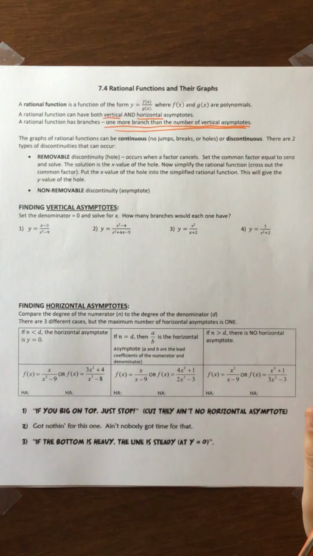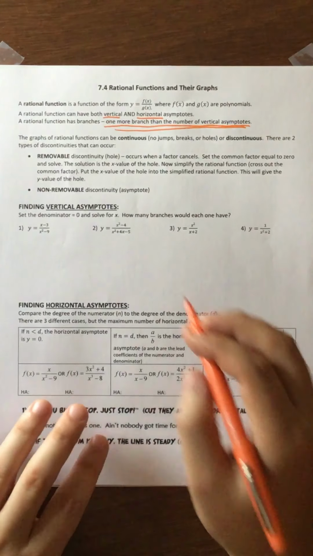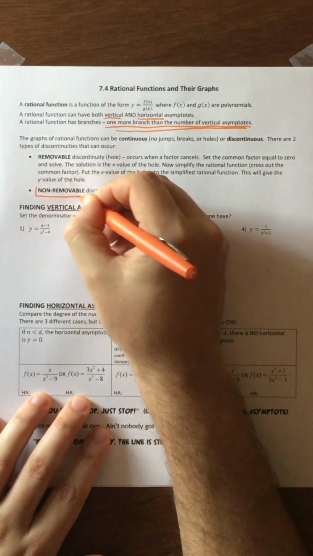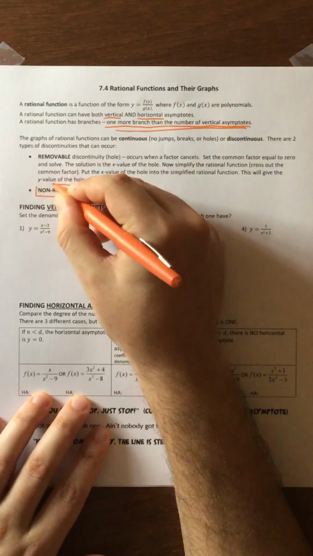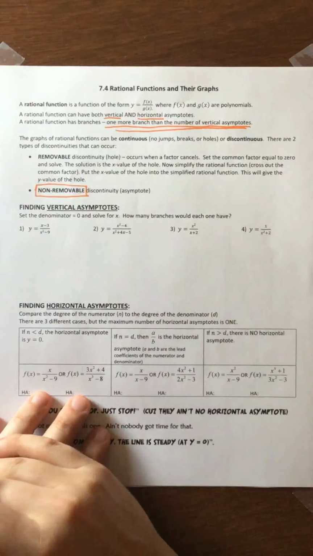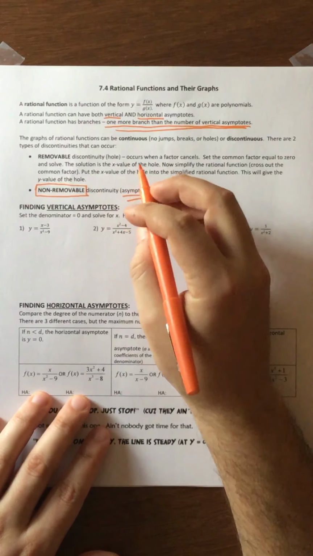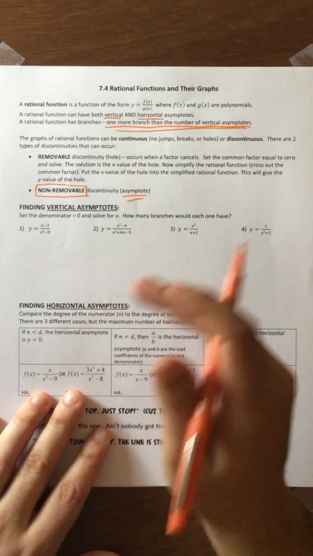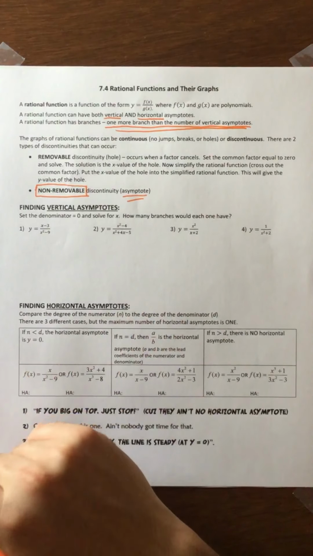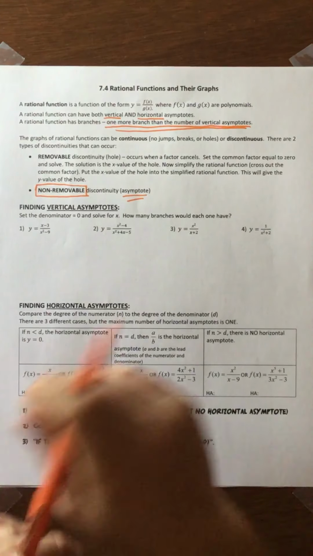Okay, graphs of rational functions can be continuous, which means there are no jumps, breaks, or holes, or discontinuous. There are 2 types of discontinuities that occur. You've seen one of them already. A non-removable discontinuity. These are the ones that we've seen. These are the asymptotes, okay? And we cannot remove those from the equation, is what that means.